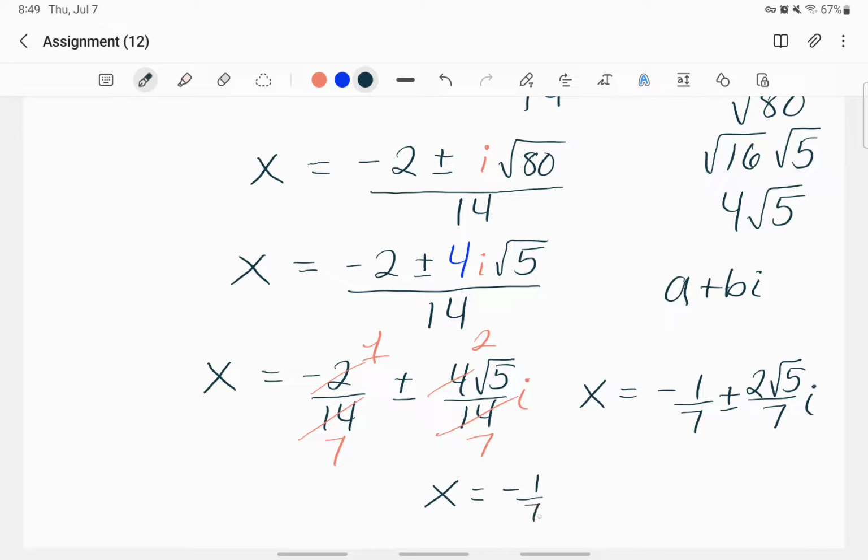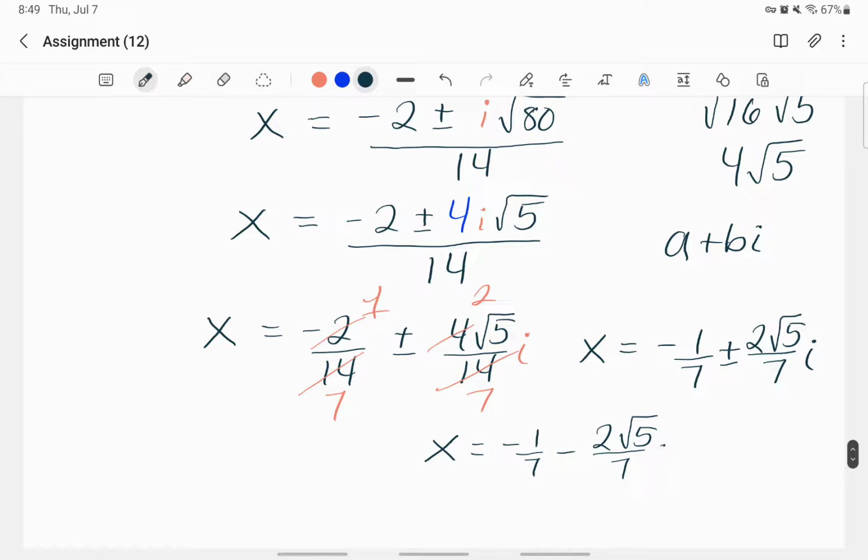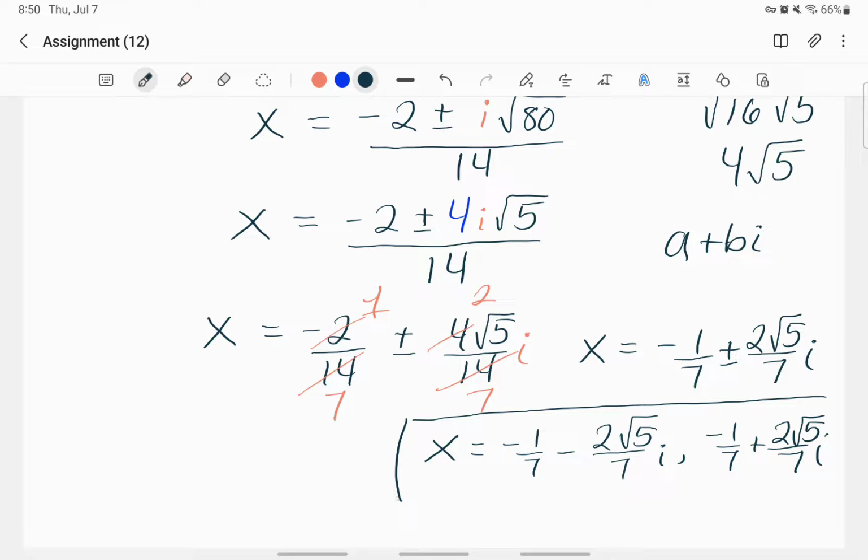Negative 1 over 7 minus 2 radical 5 over 7i. And the other solution is negative 1 over 7 plus 2 radical 5 over 7i. And that is it.